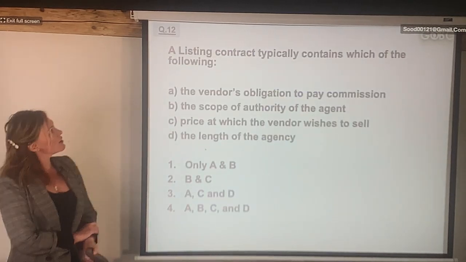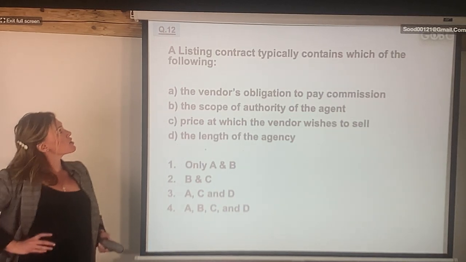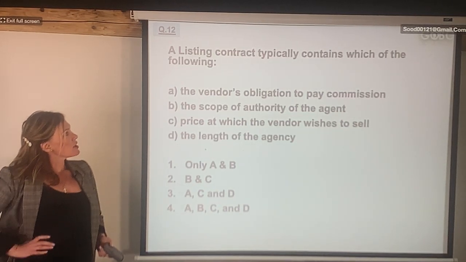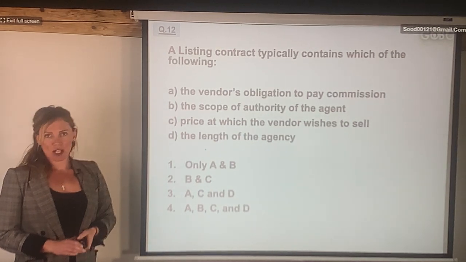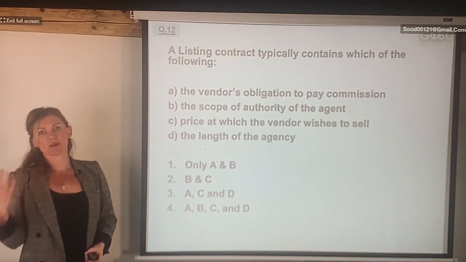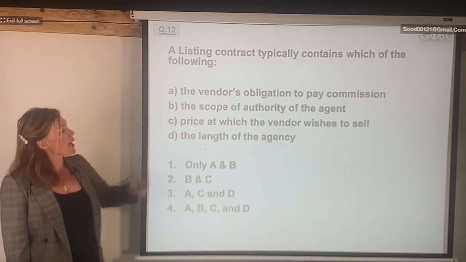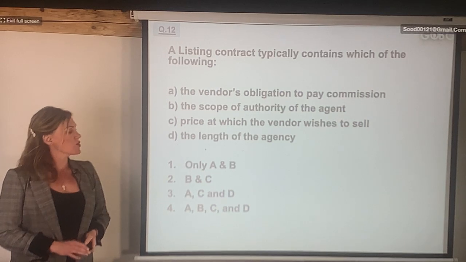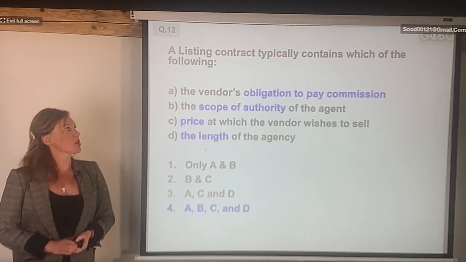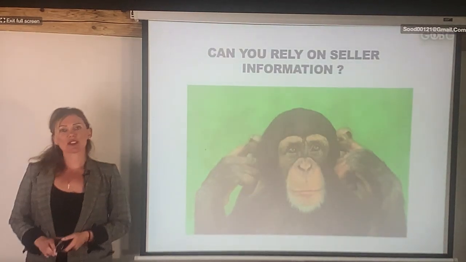Okay, question 12. A listing contract typically contains which of the following? The vendor's obligation to pay the commission. Is that one of the terms of the listing contract? Yes, it is. The scope of the authority of the agent. I just showed you that, yes, they have to give us the keys. Yes, we should have the rights to show the property. Price at which the vendor wishes to sell. Of course, it has to show up in the listing contract, and the length. So it should be all of the above. Easy question, right?